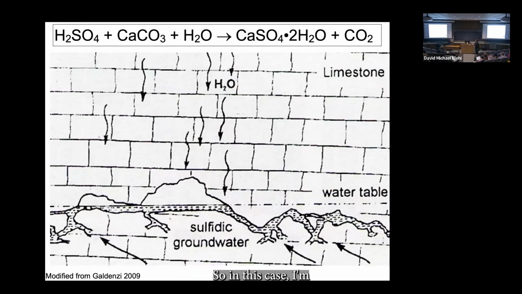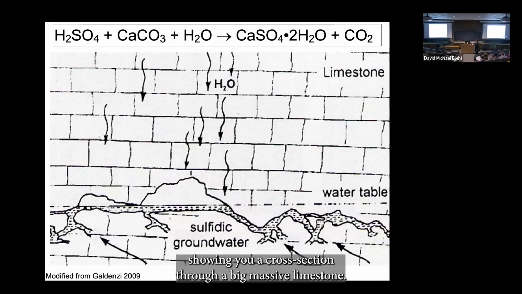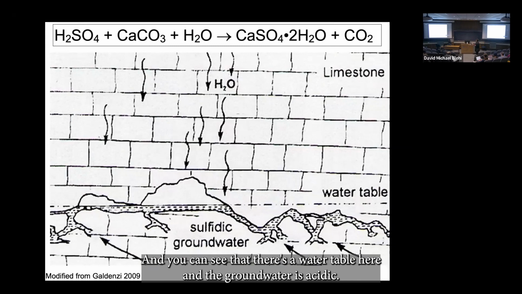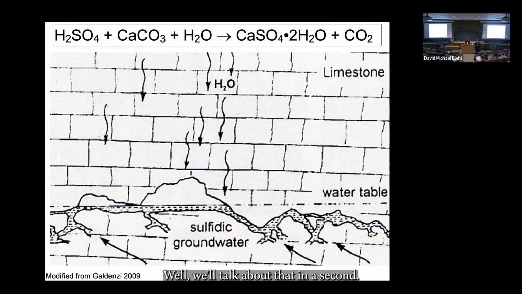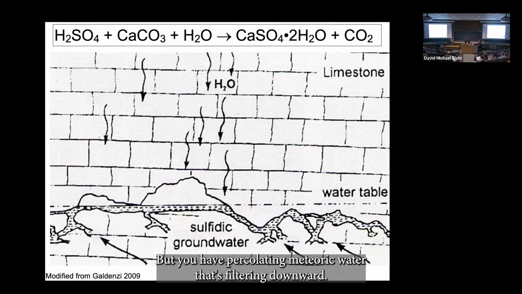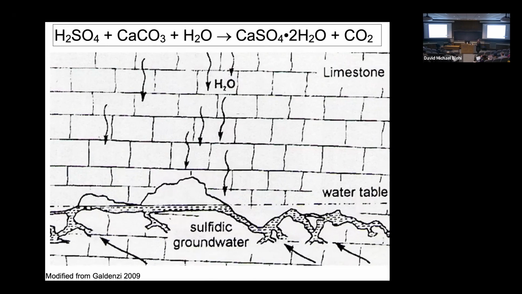So in this case, I'm showing you a cross section through a big, massive limestone, and you can see that there's a water table here, and the groundwater is sulfidic. And how did it get sulfidic? Well, we'll talk about that in a second. But you have percolating meteoric water that's filtering downward. And those two waters have very different chemistry.